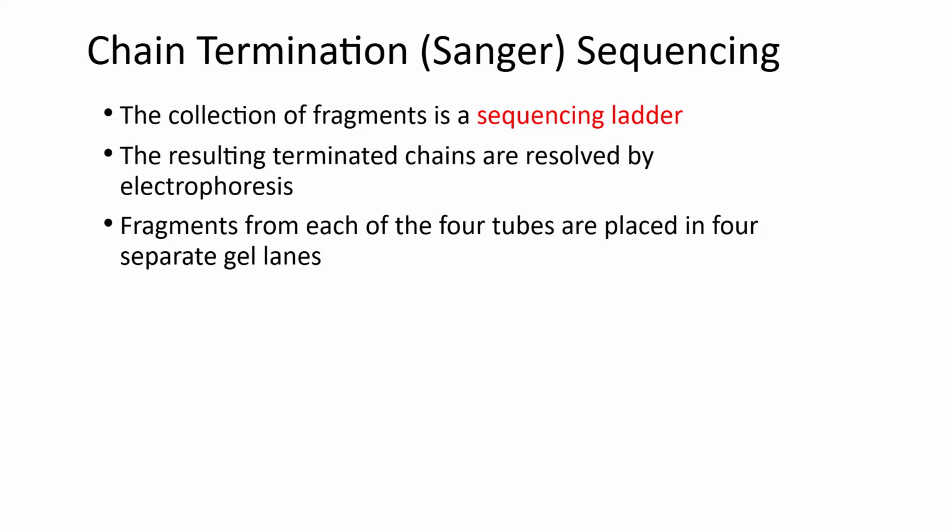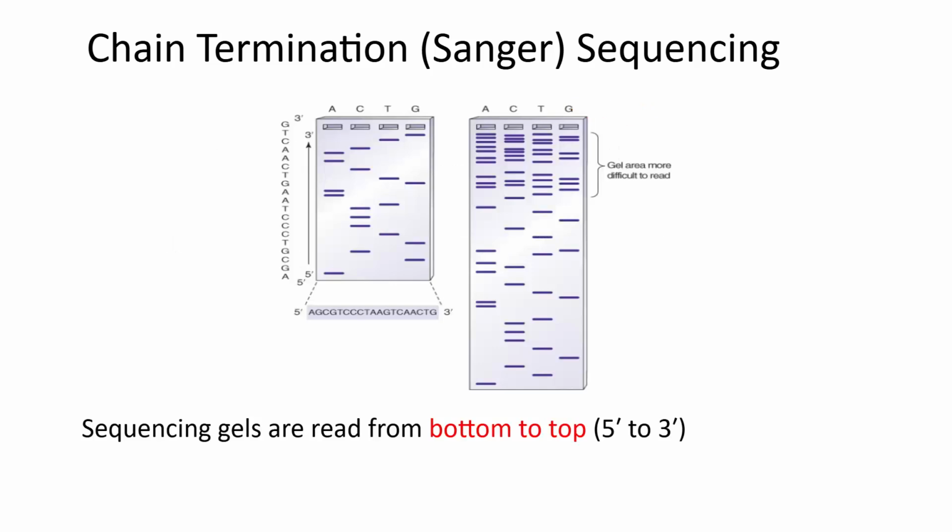The resulting terminated chains are resolved by electrophoresis. Fragments from each of the 4 tubes are placed in separate gel lanes, and then it's read from the bottom to the top. So if we had a strand of DNA, so we have this strand of DNA, what we would do is upstream of this strand there would be a template region, and we would have a primer.